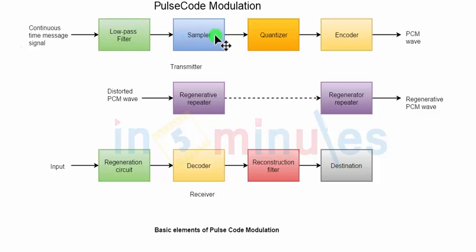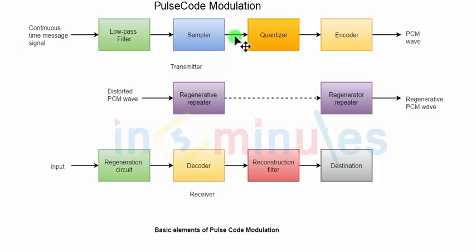The next block is the sampler. Sampler is nothing but the block which will carry out the process of sampling. There are two types of sampling. One is called natural sampling. Second one is flat top sampling. So whichever sampling process we require in our PCM system, we can use the sampler block accordingly. It will basically implement the circuit which will carry out the sampling process.